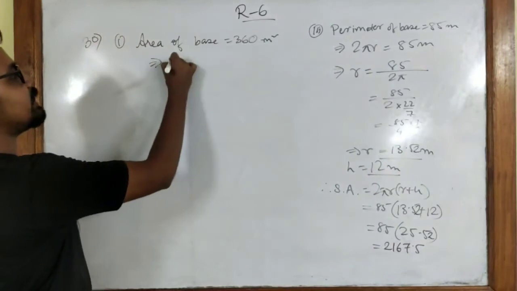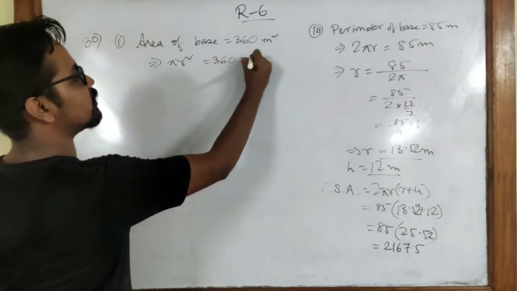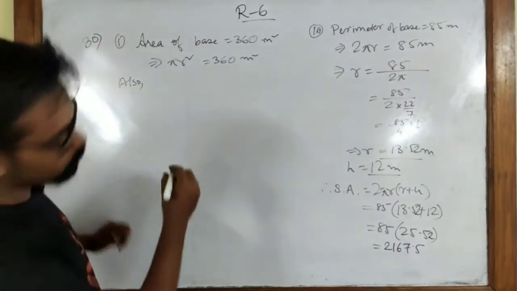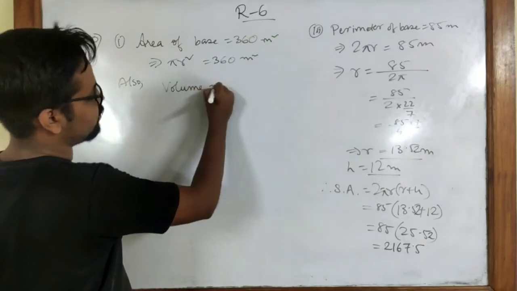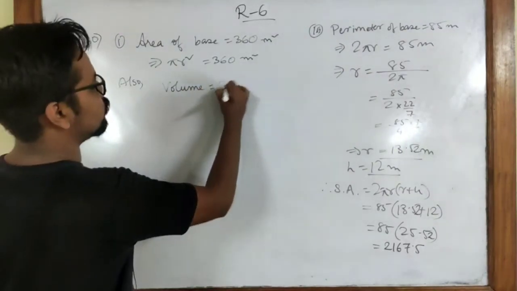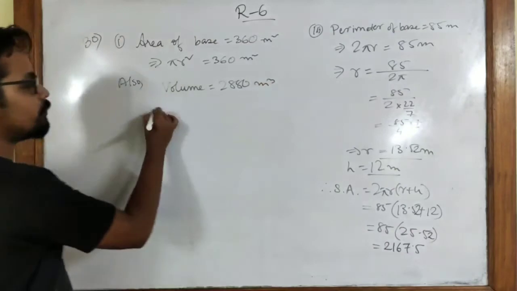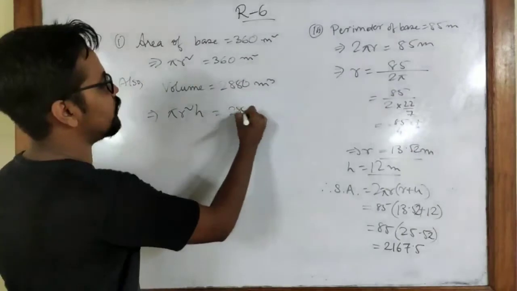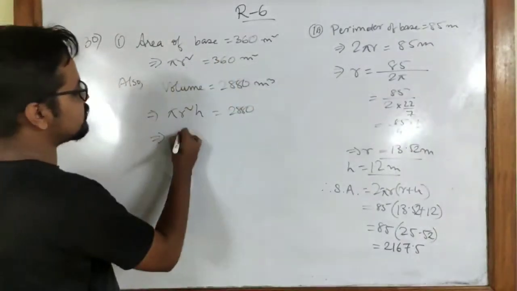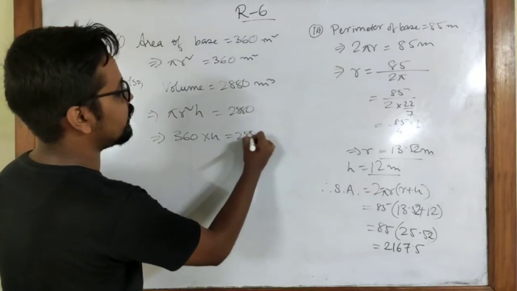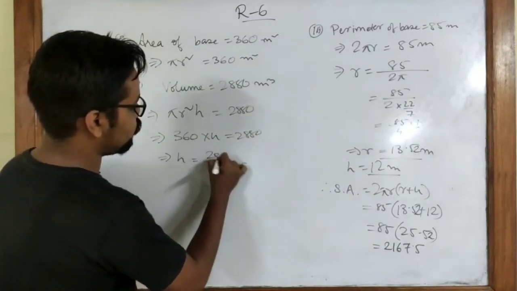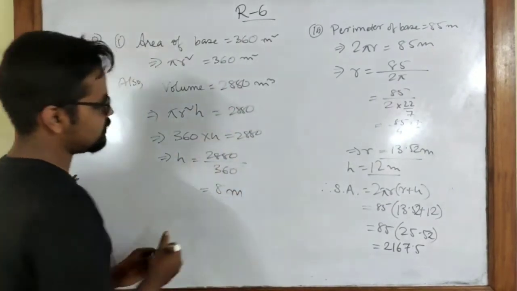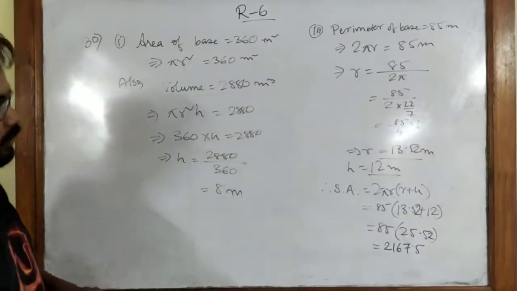So what is area? Area is pi r square is equal to 360 meter square. No need to do anything, just keep it like this. Also what is given? Volume is equal to 2880 meter cube. So we have to find the height, right? What is the formula of volume? Pi r square h is equal to 2880. What is pi r square? Pi r square is 360 into h is 2880. So h will be 2880 by 360 and the answer will come out to be 8 meter.